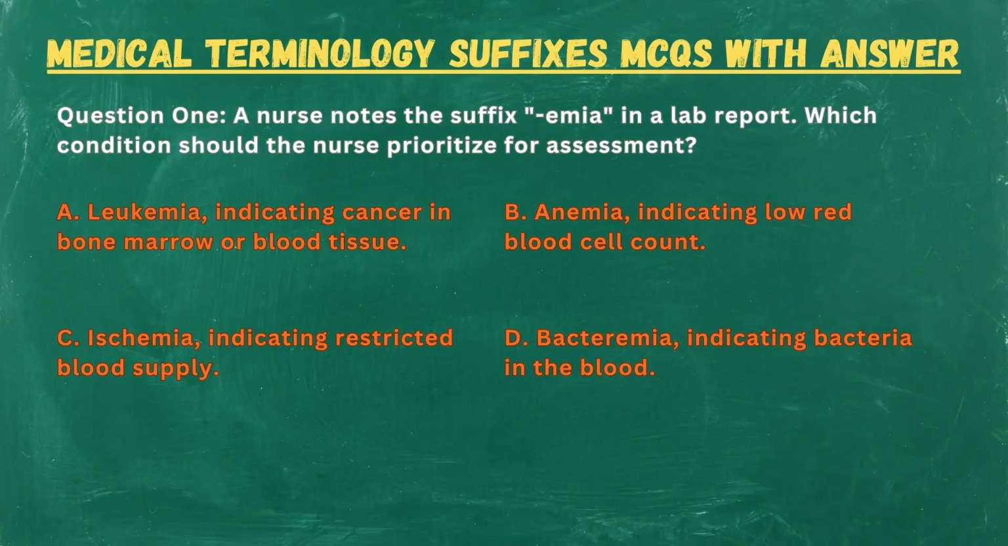Question 1. A nurse notes the suffix -emia in a lab report. Which condition should the nurse prioritize for assessment? A. Leukemia, indicating cancer in bone marrow or blood tissue. B. Anemia, indicating low red blood cell count. C. Ischemia, indicating restricted blood supply. D. Bacteremia, indicating bacteria in the blood.